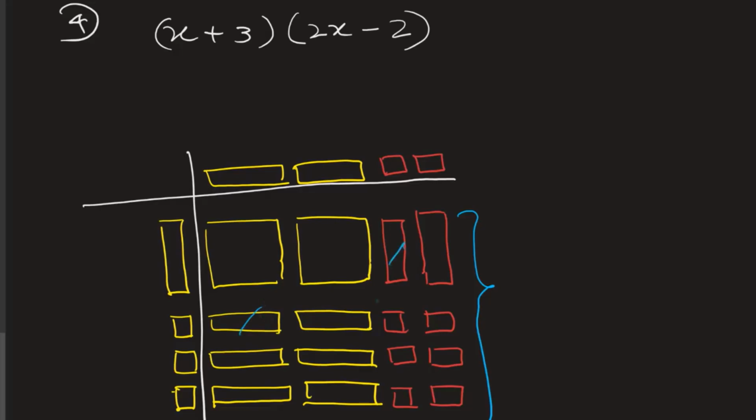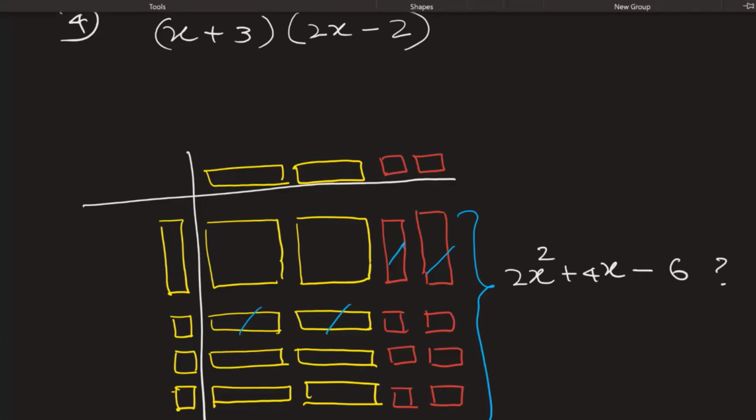If I cancel first, you see red to yellow cancels out the rectangles. So what is left over? There's nothing else to cancel now. What is left over is 2x squared, the two squares, the positives. And then I have 4x, the four yellow rectangles, and the minus 6 for the red 6 units. So that's that. Now we can also see that without the tiles.